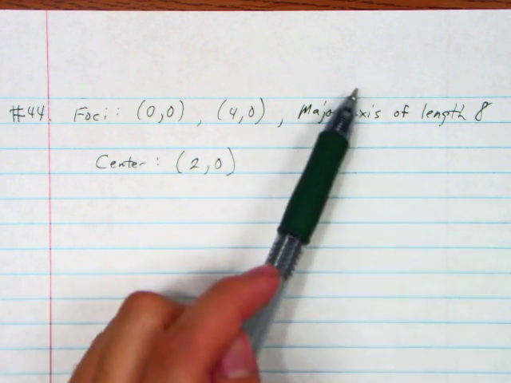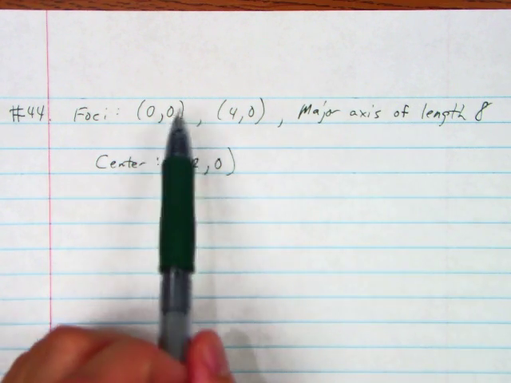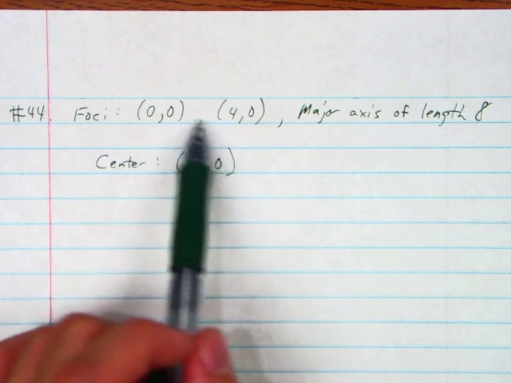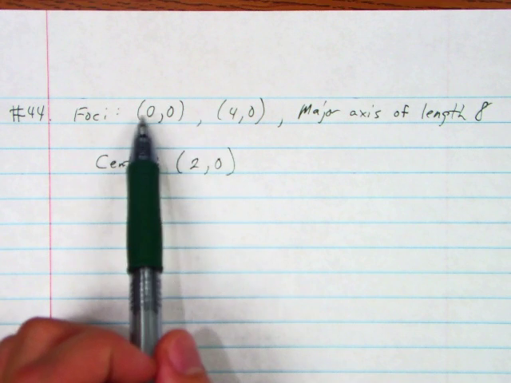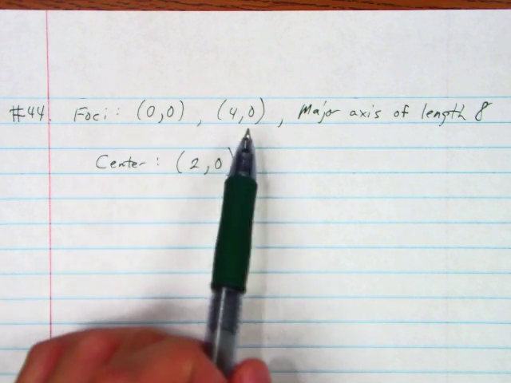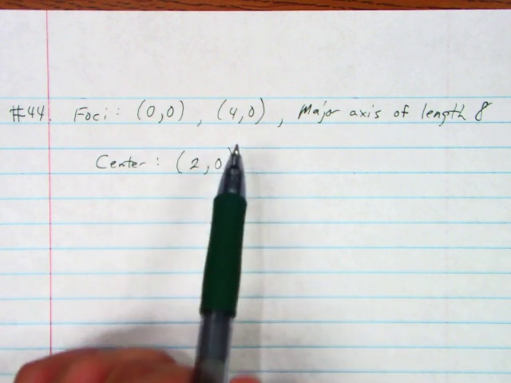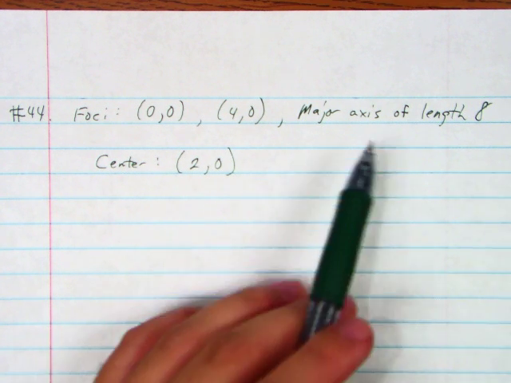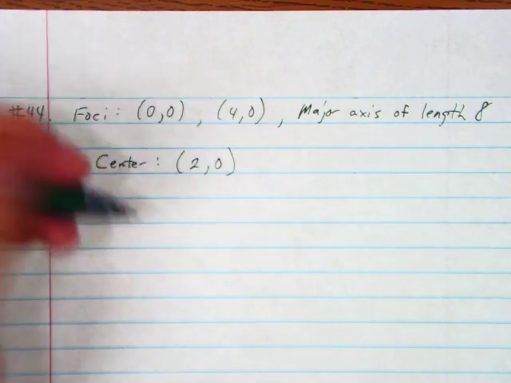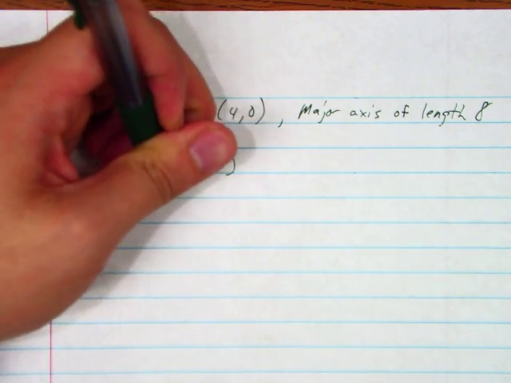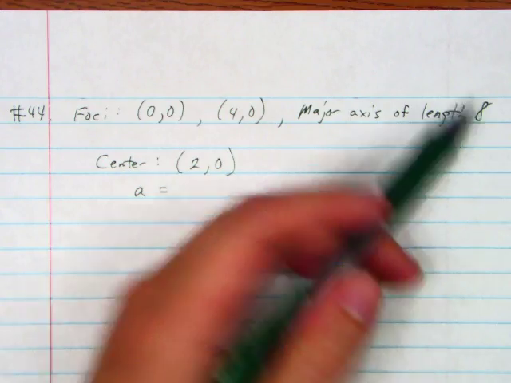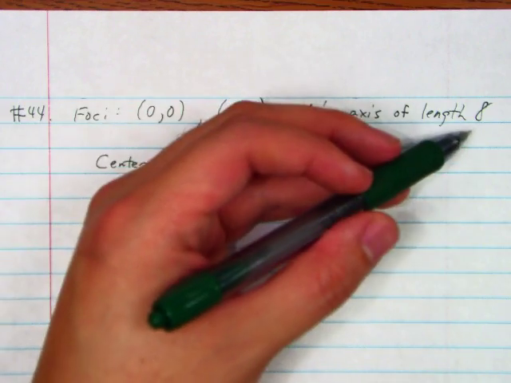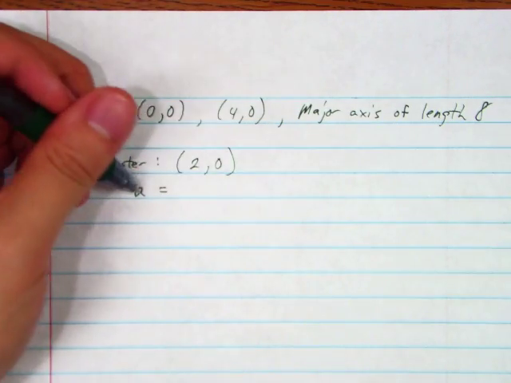My major axis is of length 8. Right here, I know the foci is along the x-axis. I know that the x values are changing. I'm sorry, let me repeat that. The x values are changing on the foci. That means I know the major axis is along the x-axis, and the length is 8. Therefore, I know my a is half of that, because the length of the major axis is 2 times the value I'm looking for. So a is 4.